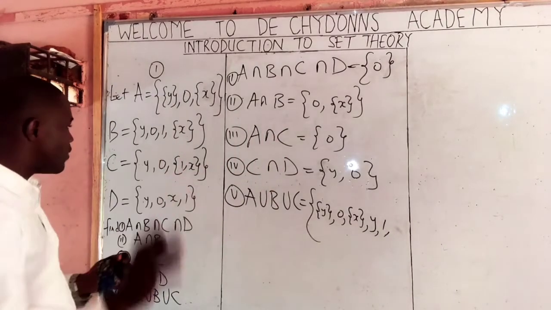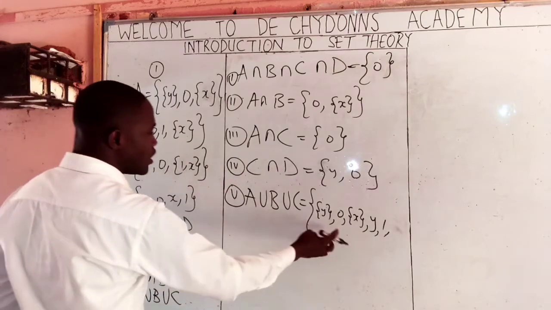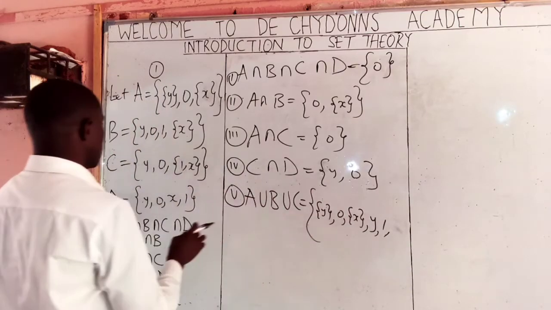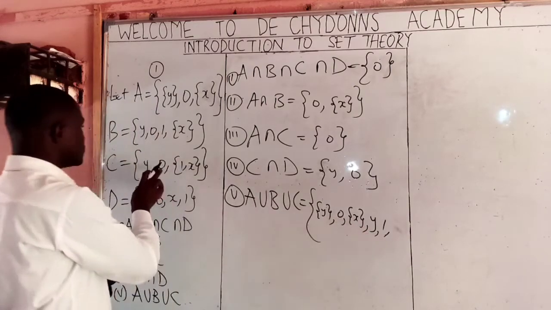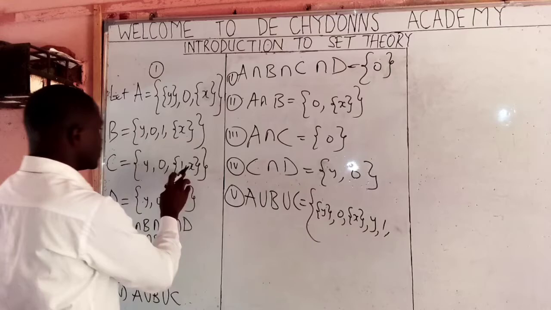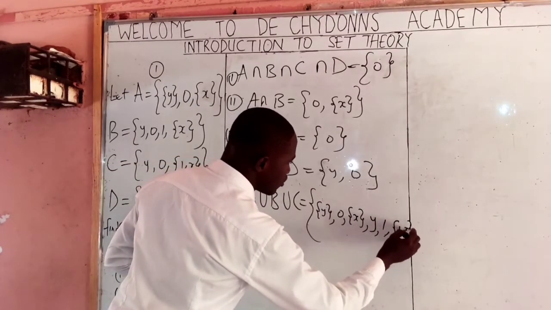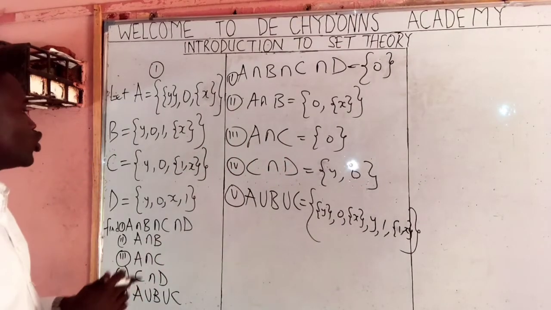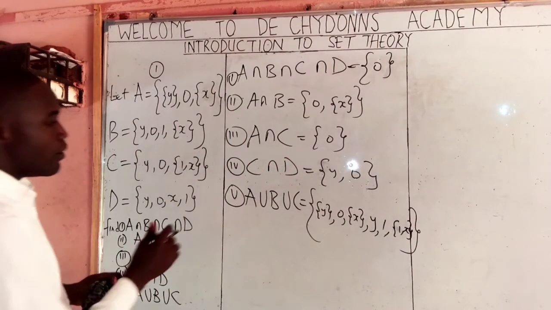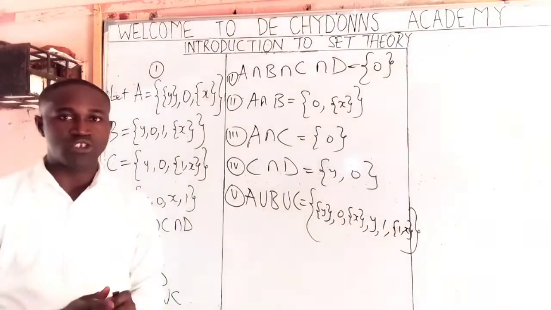There shouldn't be repetition. Now, for C, have we written Y on its own? Yes. Y without curly bracket, we have written it. 0, we have written it. Then Y comma S, 1 comma S, you write it, then you close it. This is A union B union C. Please see how they are being packaged. That is how you have to package your own.